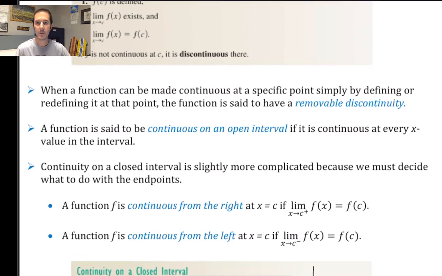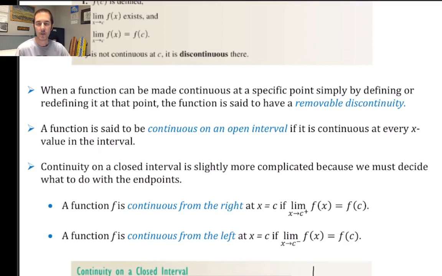When a function can be made continuous at a specific point simply by defining or redefining it at that point, the function is said to have a removable discontinuity. Let's make sure that we've got a clear understanding of the removable discontinuity. So if you can take a function and modify it, following the rules of mathematics, of course, so that you maybe don't encounter division by 0, for example, it is potentially possible to evaluate the limit by direct substitution.